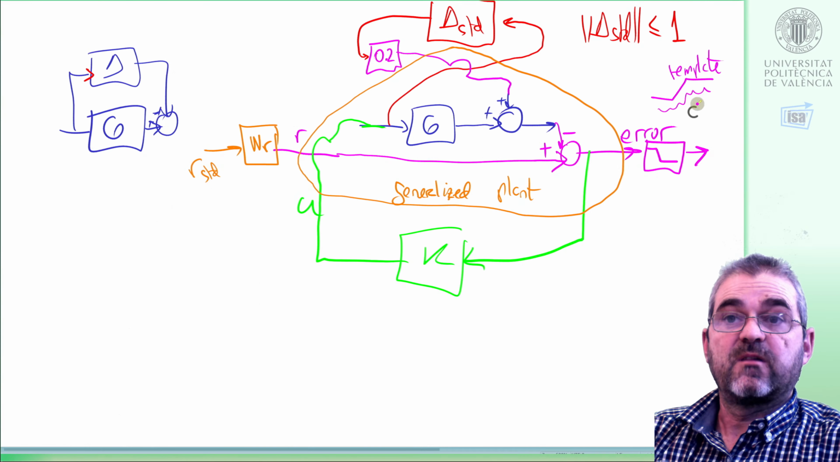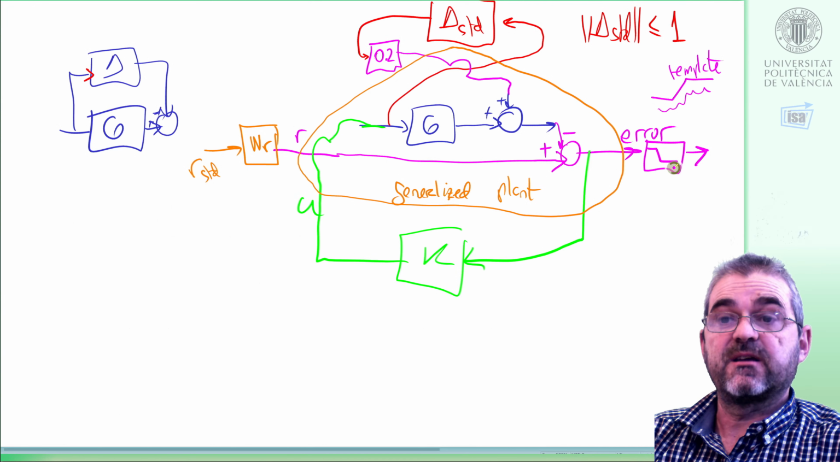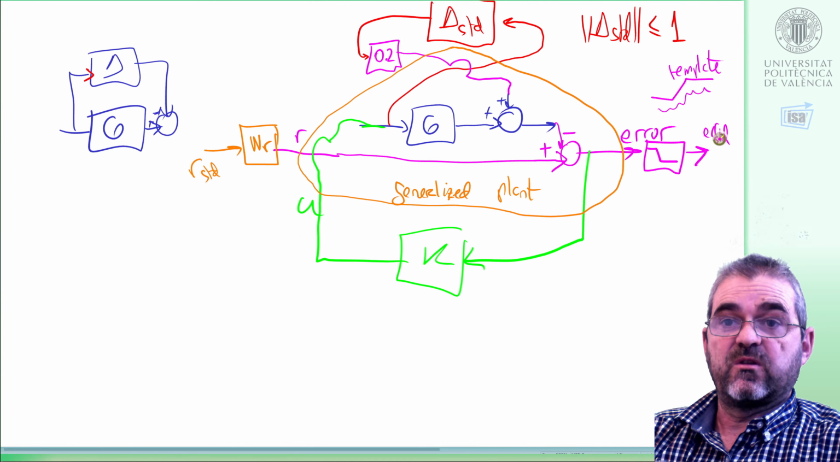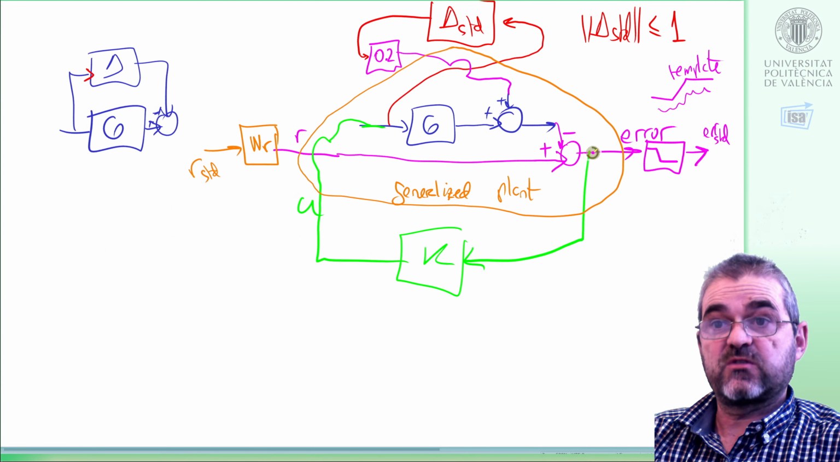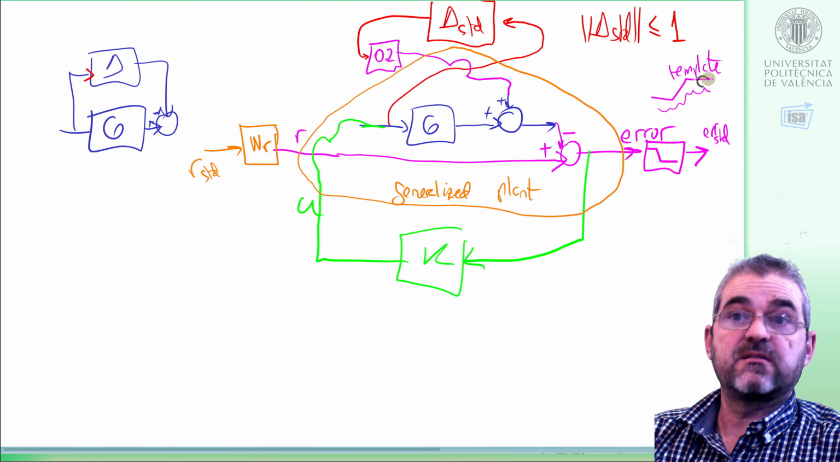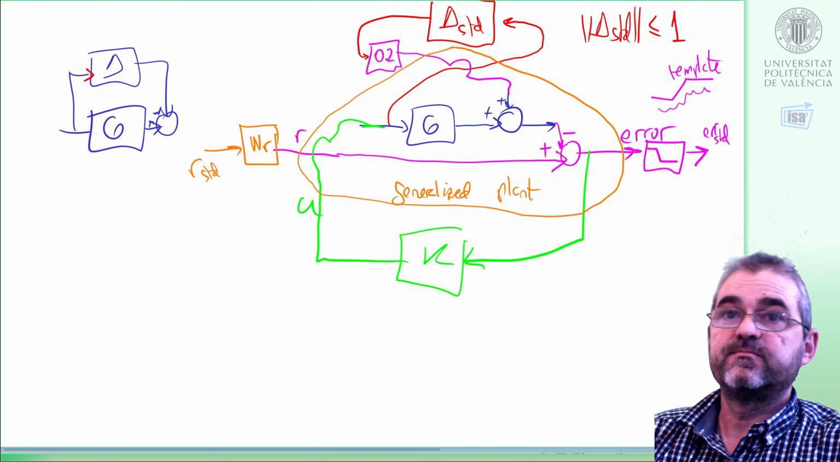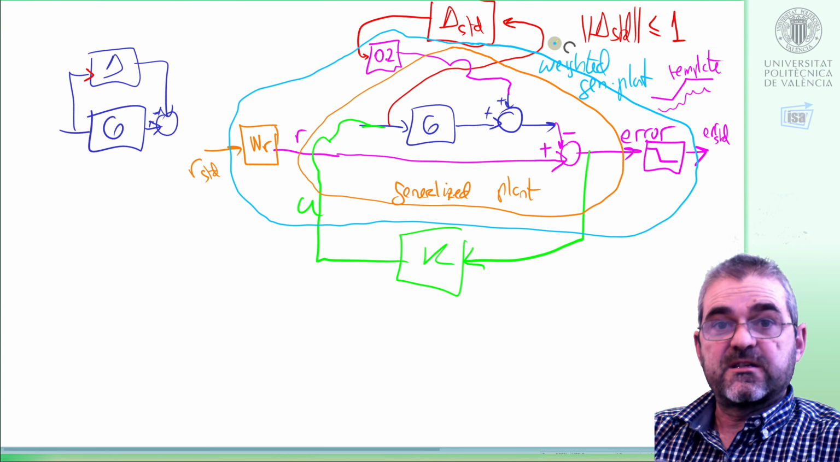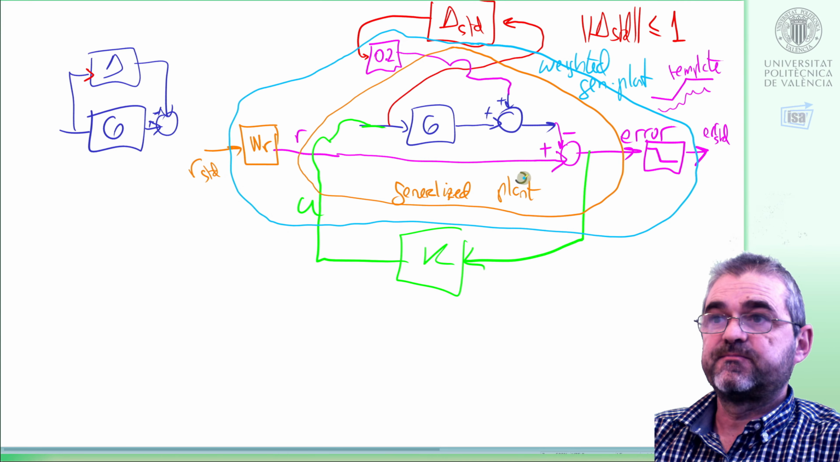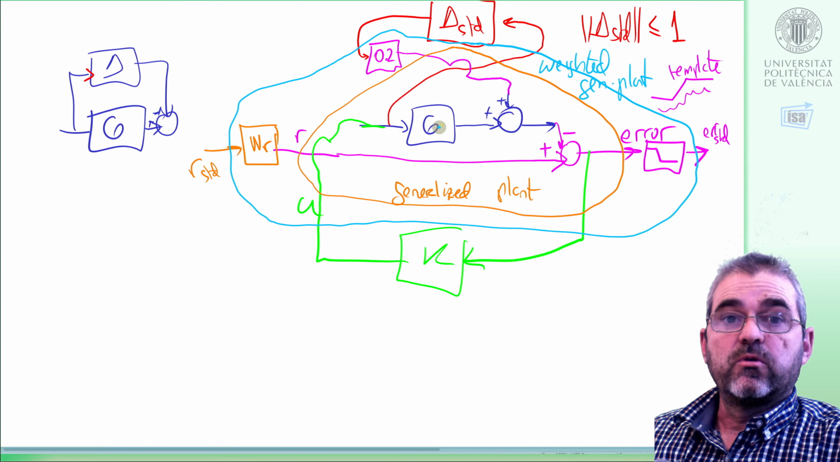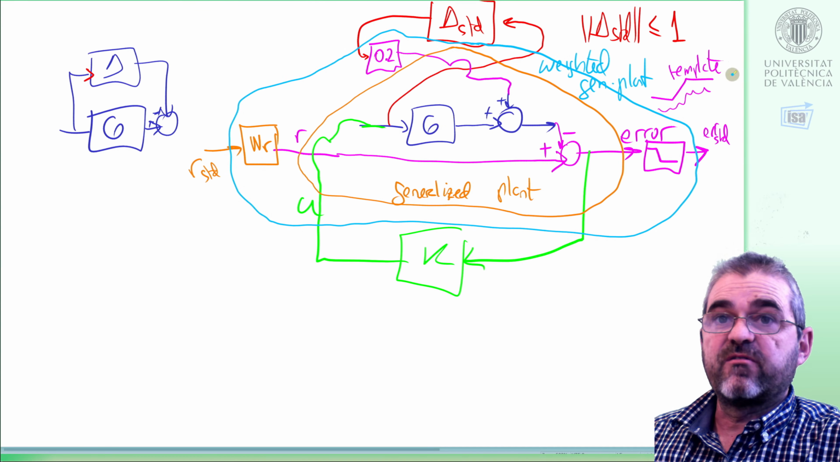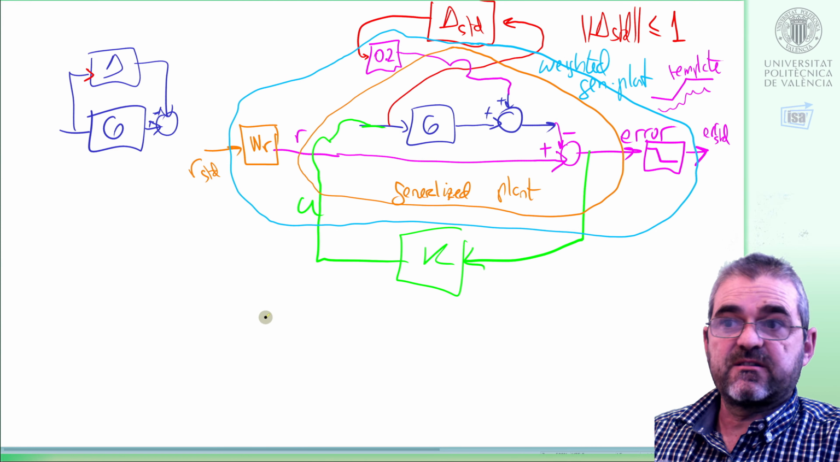So the weight must be the inverse of that template, because when this weighted error is less than 1, it will mean that the actual error will be less than the template. So we encircled in cyan color what we will call the weighted generalized plant. Good. Which are the equations of the non-weighted generalized plant?